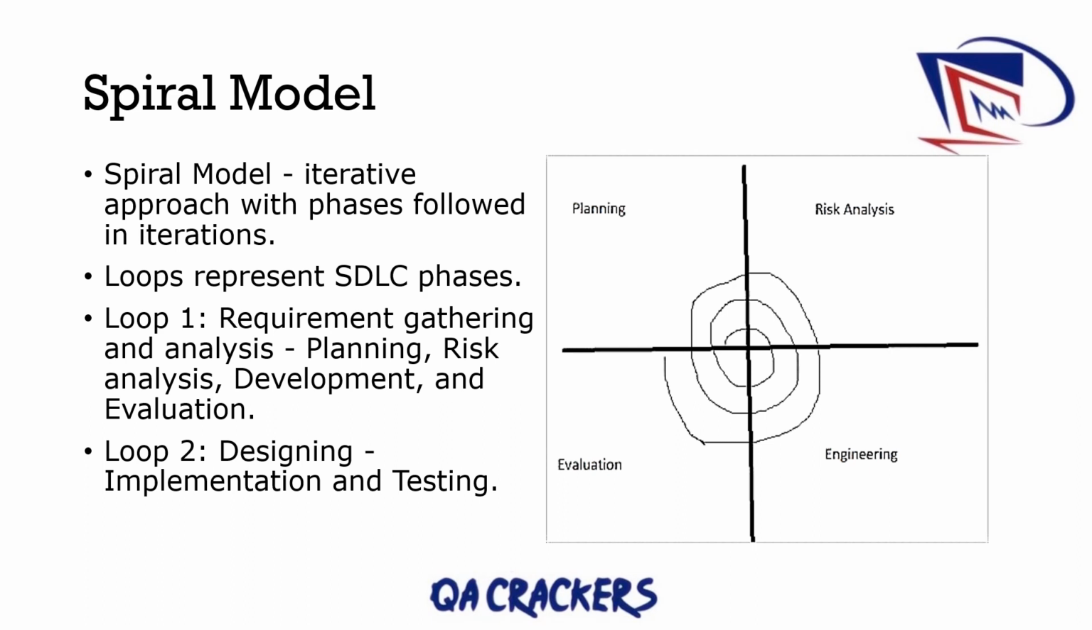Advantages: risk analysis is extensively done on the prototype model. Enhancements or changes can be made in the next iteration. Disadvantages: the spiral model is suited for large projects but is costly due to multiple iterations and longer development time.